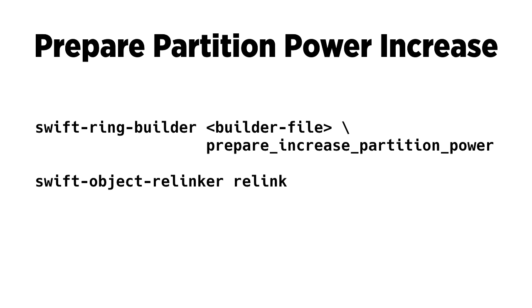Once you deploy that ring, then you have to run this relinker process. And the relinker process is what sets up all of those hard links. It's not a particularly complex process, but it can take a little while because it has to walk the entirety of the hard drive. And that could take an hour or two, depending on how much data you have in the hard drive. But it doesn't move any data. It just creates a whole bunch of hard links. For anything that data it found, it creates the hard links for the new stuff.